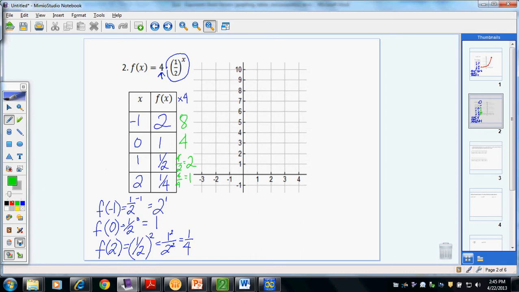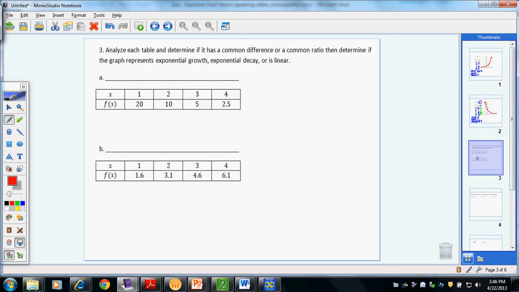So now we graph. We have the ordered pair -1, 8. We have 0, 4. We have 1, 2. And we have 2, 1. And again, now we have an exponentially decreasing curve. We know that it's a decrease or decay because our base is between 0 and 1. It's a fraction, 1/2.